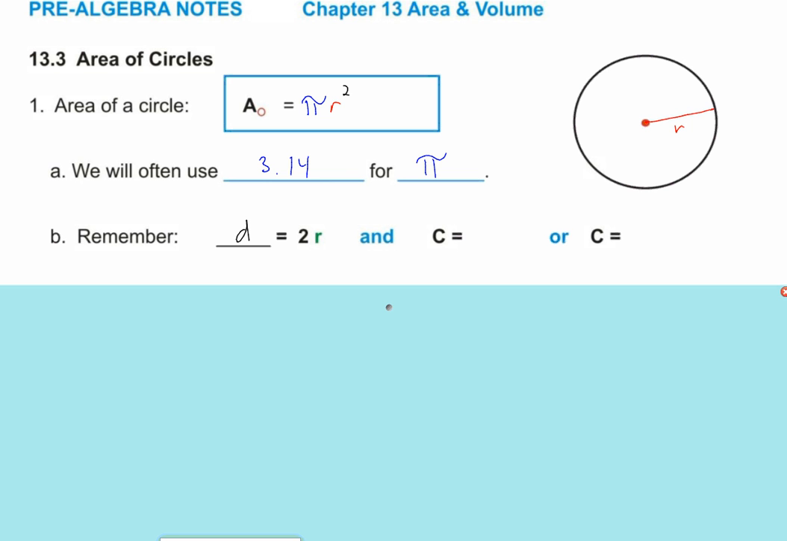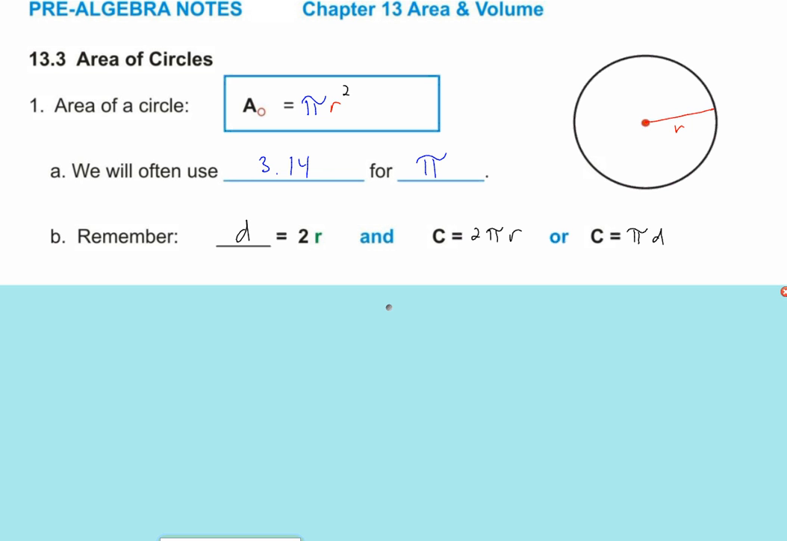All right, Allison. 2 pi r is one of the circumference formulas. You can give me the other one. Kristen? Diameter... no, actually, pi d. 2 pi r and pi d.